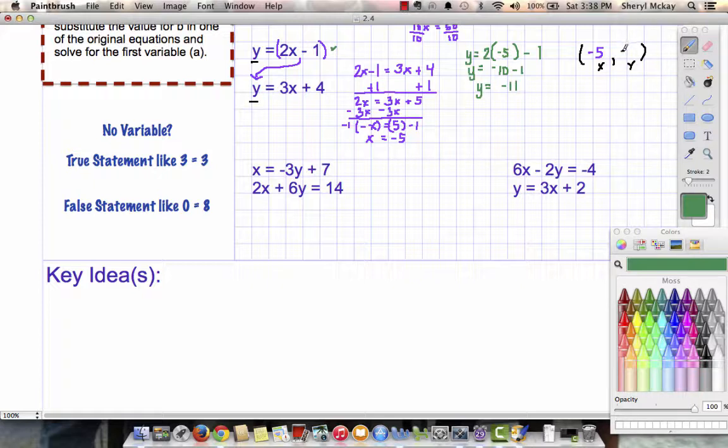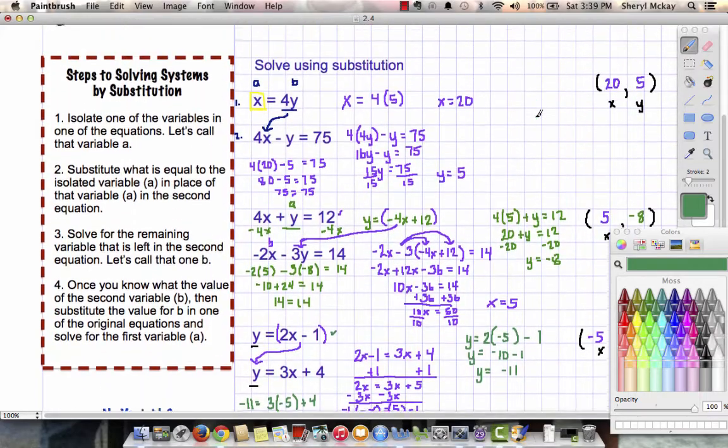Now, if I did it right, it means that it's going to be true for both equations. Negative 5, negative 11 will be true for both equations. So we already did this first one. Y is negative 11. 2 times x, which is negative 5. So 2 times negative 5 is negative 10 minus 1, negative 11. Y is negative 11, and negative 11 equals negative 11. Let's do this other one. Y is negative 11, and it's equal to 3 times x, which is negative 5, plus 4. So negative 11 must be equal to 3 times negative 5 is negative 15, plus 4. So negative 11 equals negative 11. Voila! We did it.